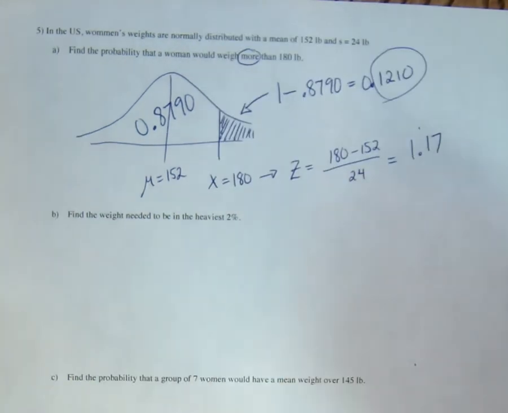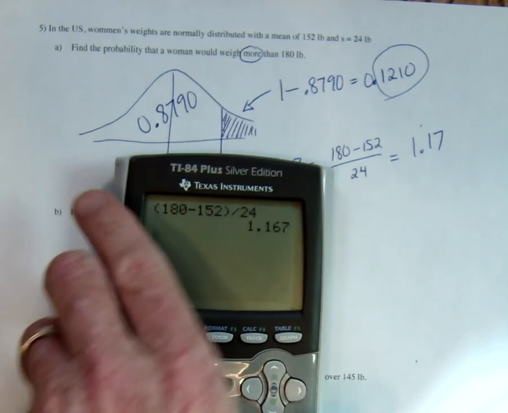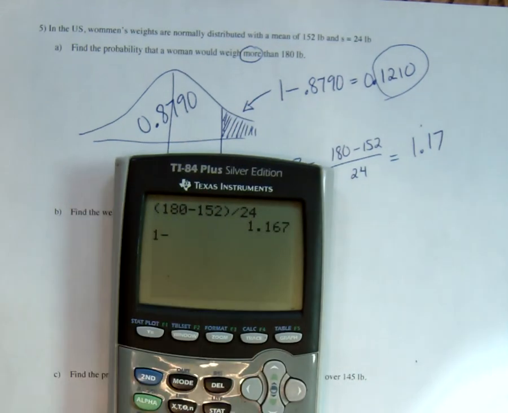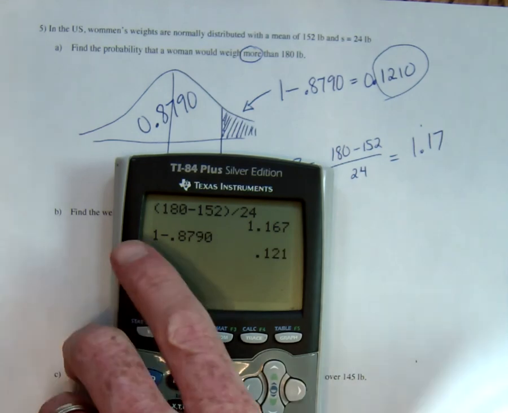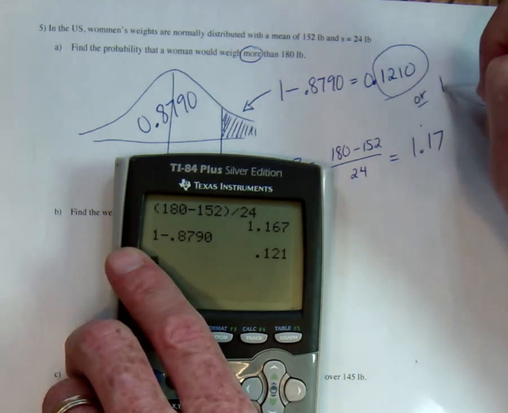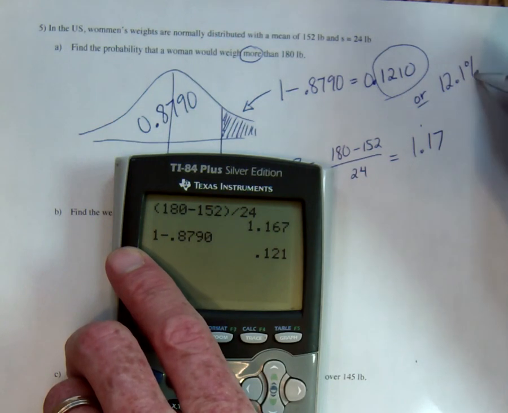0.1210. Is that right? 1 minus 0.8790. Right on. Or if you want to write it as a percent, that would be 12.1%.